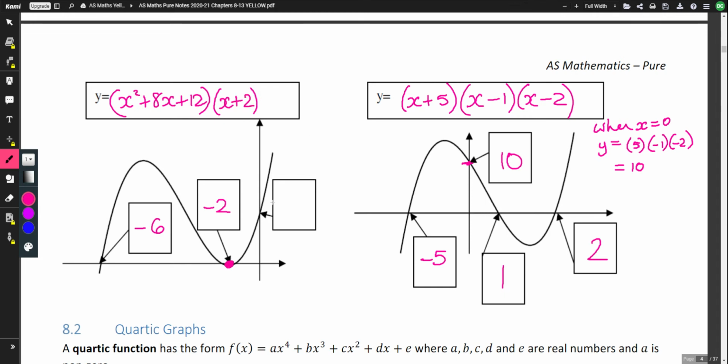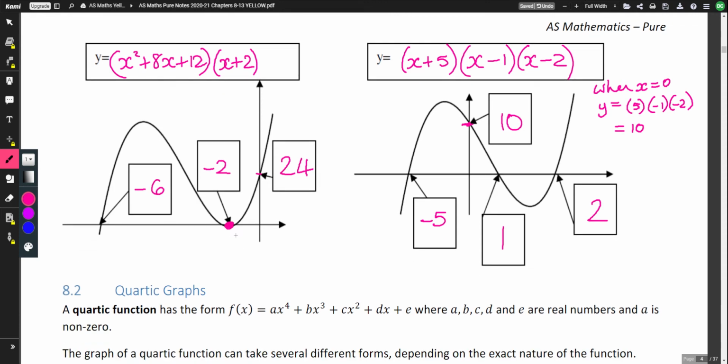That was graph number 2. Find where it crosses the y-axis when x is 0. The first bracket is 12 and the second bracket is 2. 12 times 2 is 24. So apologies for the diagram being slightly wrong there.